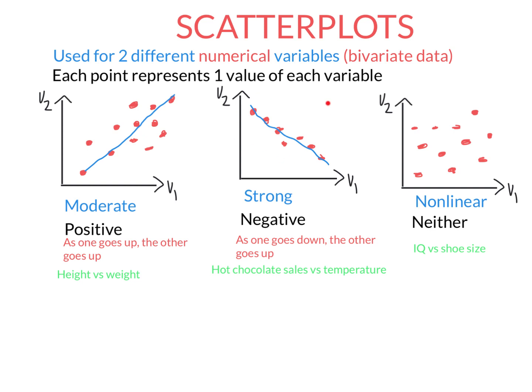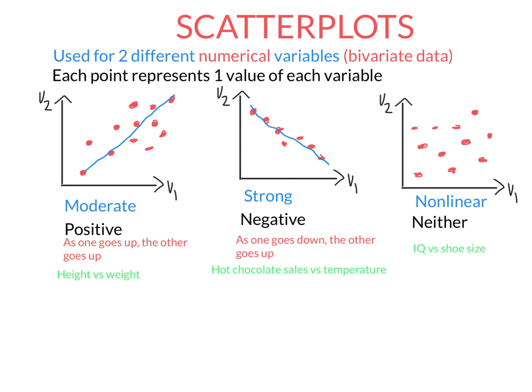So I've drawn a scatterplot that shows a strong relationship. The reason that this relationship is strong is the data very closely falls in a straight line. It's not perfect. The points here don't fall exactly in a straight line, but it's very close. That's what we mean by a strong relationship.